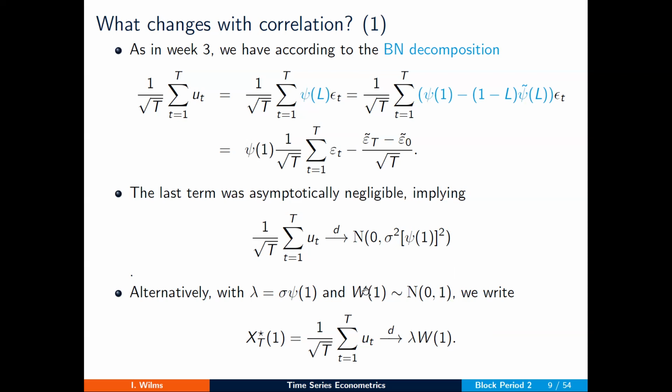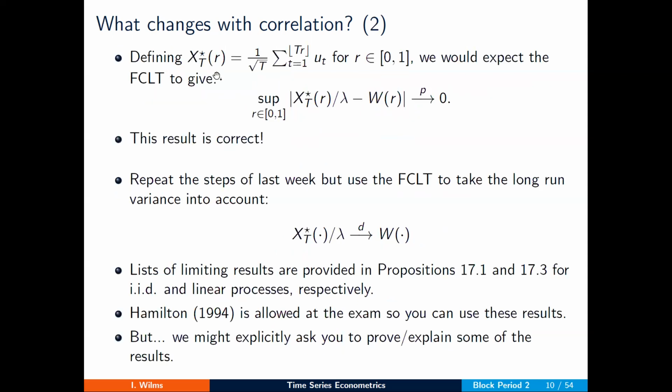If we would now again work with the R notation for our scaled partial sum process, where R is the fraction of the sample over which we sum, and we define here the scaled partial sum process, we would expect that the functional central limit theorem gives us this uniform convergence result, which is indeed also correct.